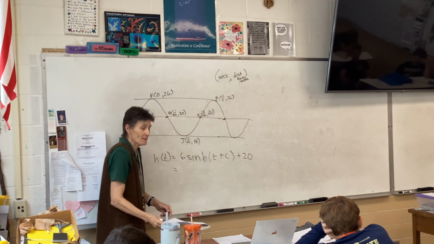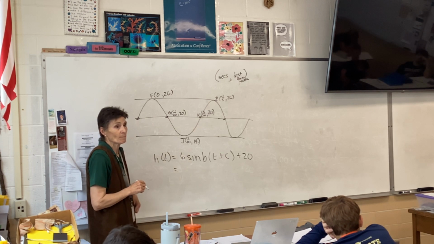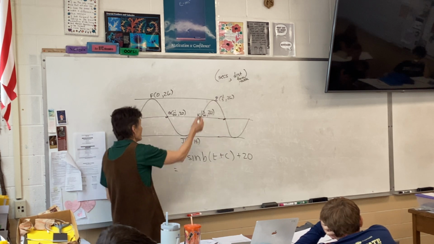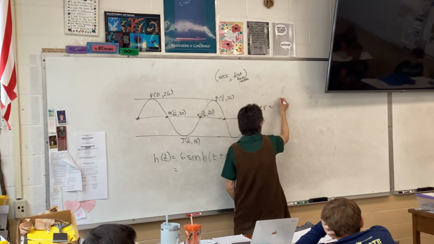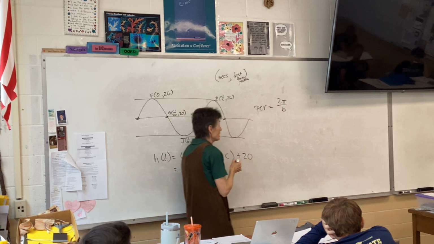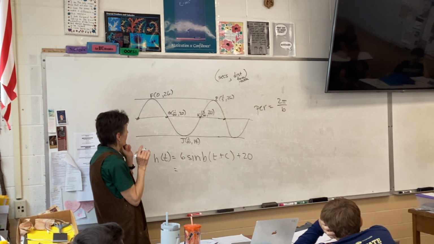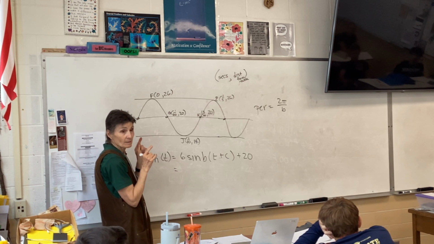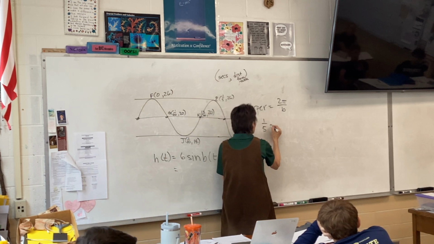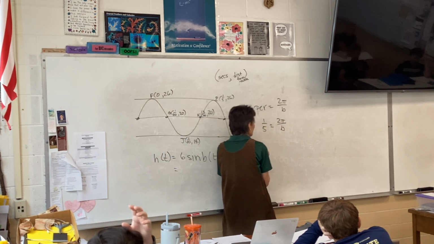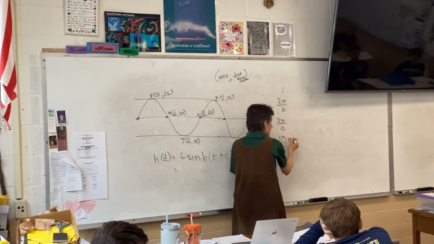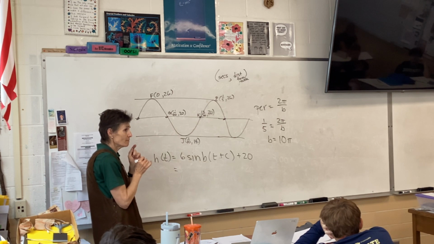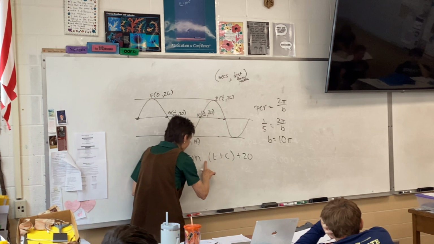Now, how about B? B is the number that influences the period. So I know that period is 2 pi divided by B. So what's my period? One-fifth. So 1/5 equals 2 pi divided by B. So B must be 10 pi. Yeah. Right? So this is going to be 10 pi.